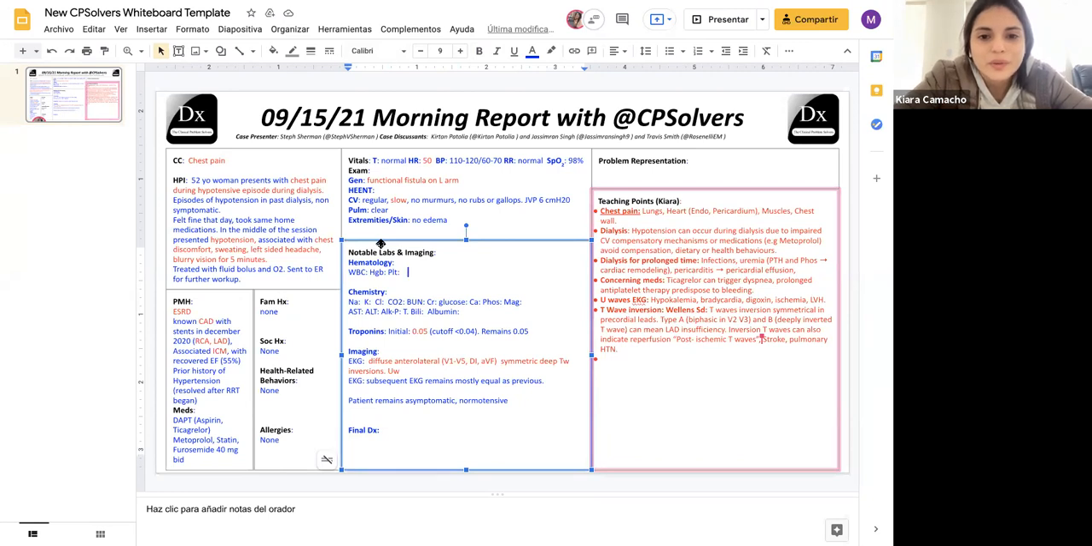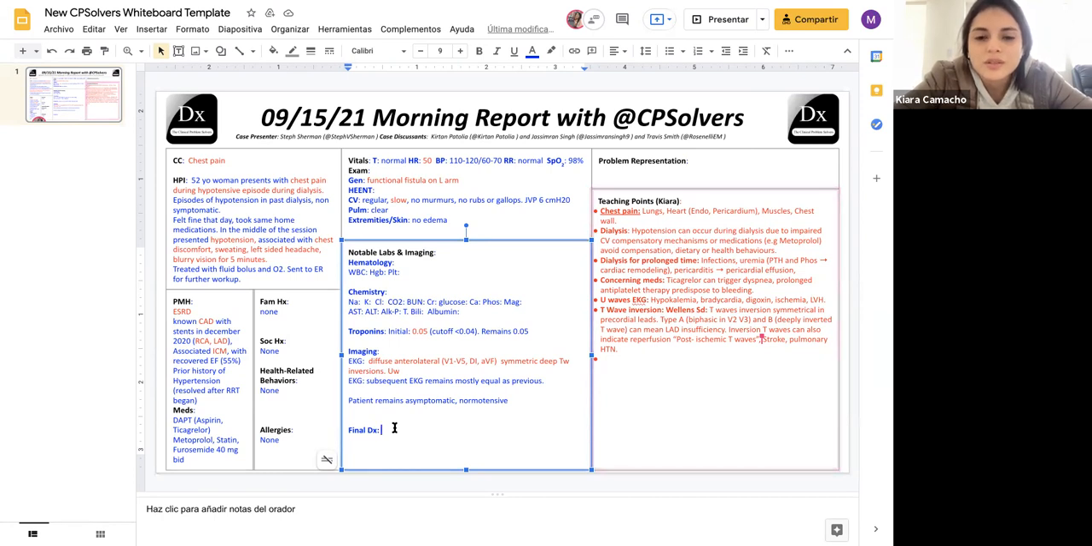We had a great beginning with Miran, who told us that when we have chest pain, we have to consider lungs, heart, maybe the endocardium or pericardium, also the muscles and the chest wall. About the dialysis, this is an important concern because patients on dialysis can develop hypotension. Not all patients develop hypotension, and in most cases there is a predisposition. In this case, this patient had some cardiovascular diseases.